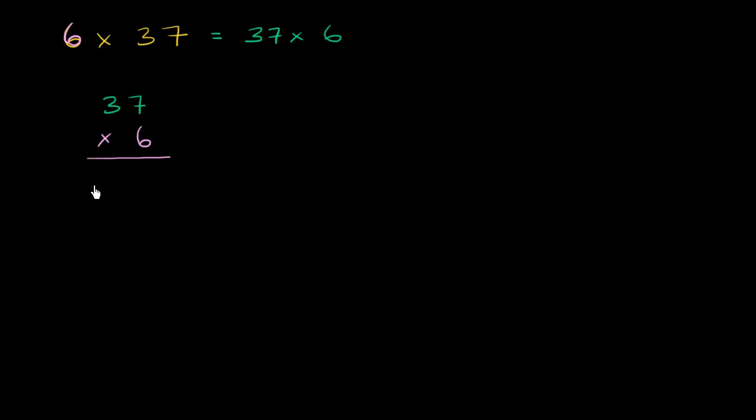Now, what we do is we go with the first place in this lower number, and there's only one place here. It's only the number 6 right over here. And we're going to multiply that times each of the digits up here. So first we will start with 6 times 7. Well, you remember from your multiplication tables, 6 times 7 is equal to 42.